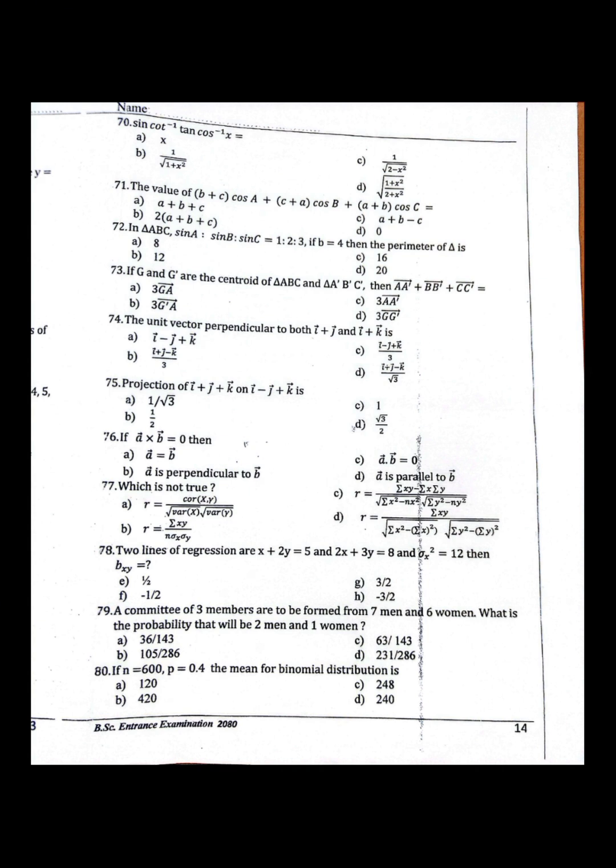71. The value of b plus c cos A plus c plus a cos B plus a plus b cos C equal to: A, a plus b plus c; B, 2 into a plus b plus c; C, a plus b minus c; D, 0.